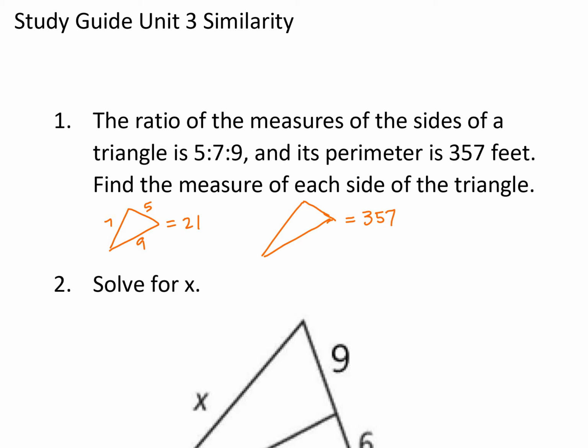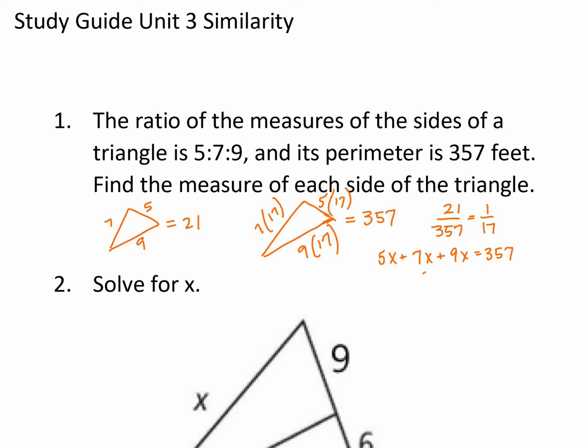So one way to think of this is what would be the scale factor between a perimeter of 21 and a perimeter of 357. From 21 to 357, if I put that in the calculator and reduce it, I would get 17. So this second bigger triangle is 17 times larger than the first one. I need to multiply each side by 17 to get the same proportion but a perimeter of 357.